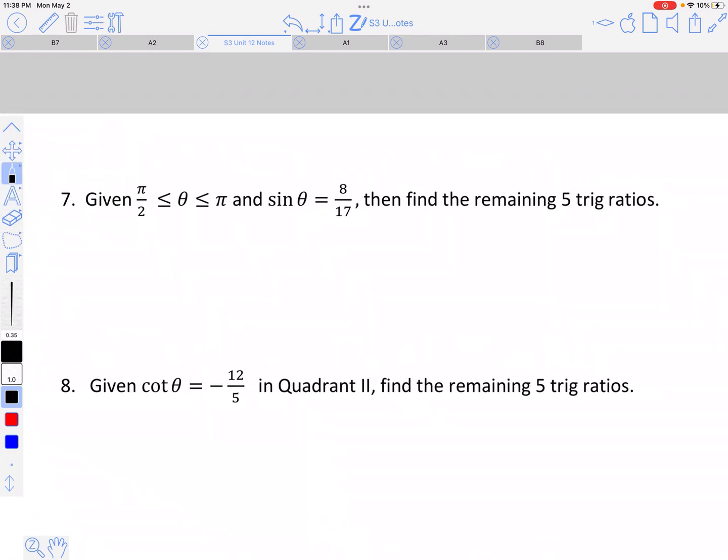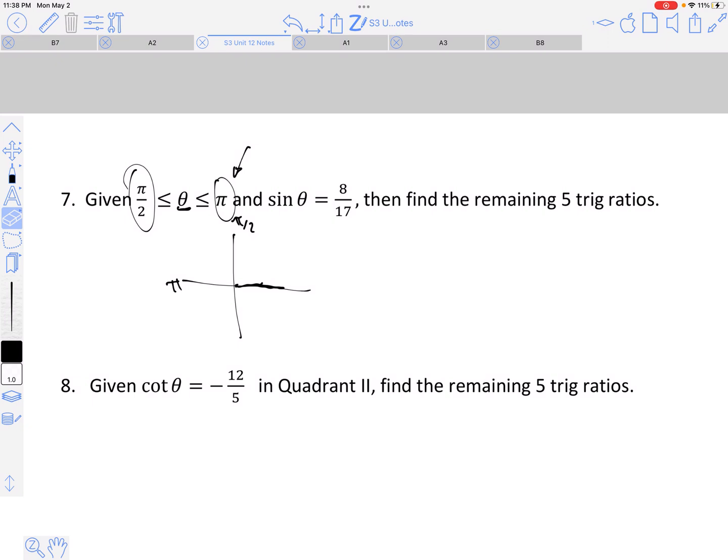Alright, so pi halves to pi. Angles. Okay, so they're talking about radians, right? Whenever we have a measurement that uses pi, we know they're talking about radians. So this would be 0 radians. This would be pi half radians. And this would be pi radians.